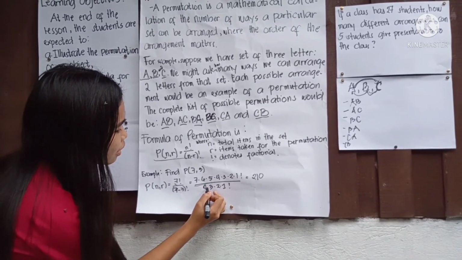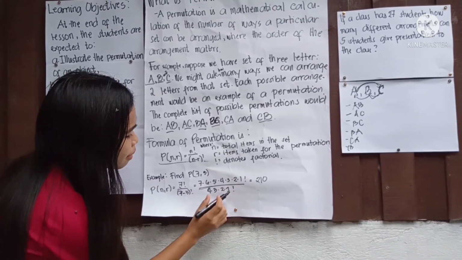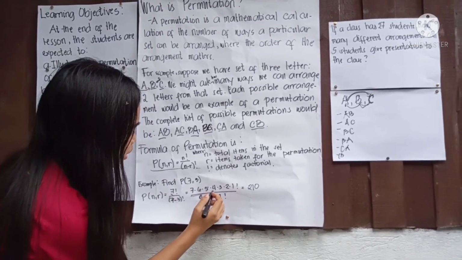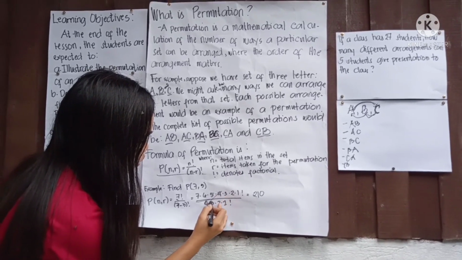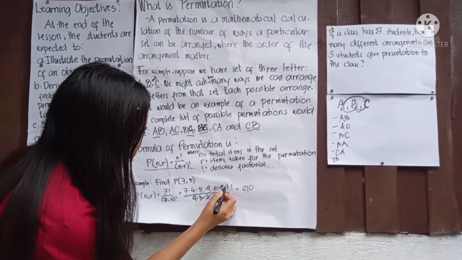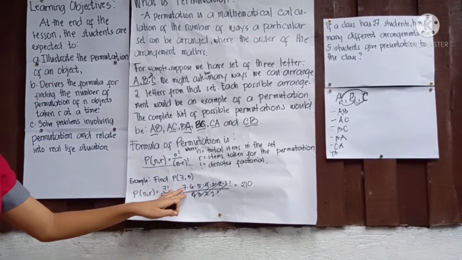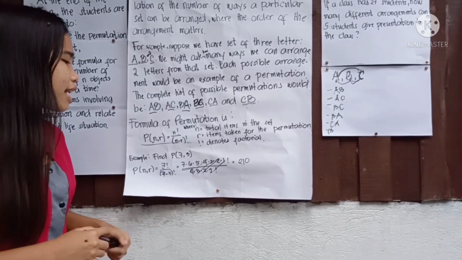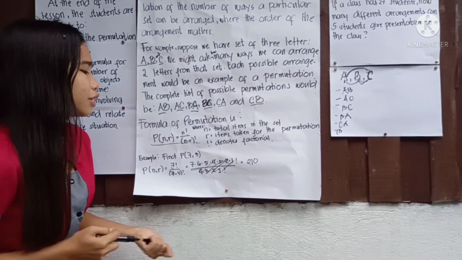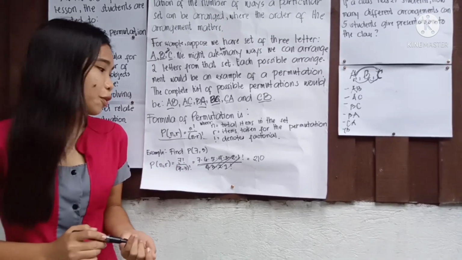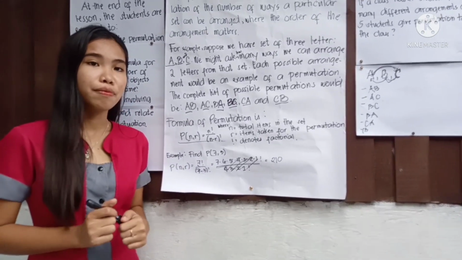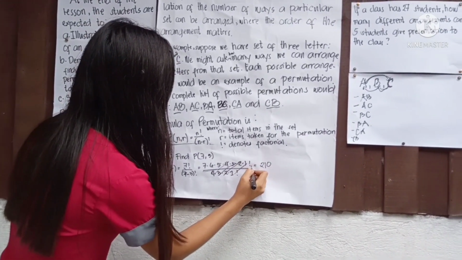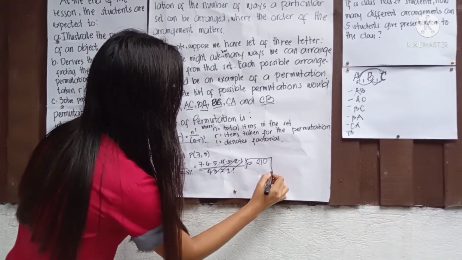So we expand it: 4 times 3 times 2 times 1. So what we do here is cancel the same factors. Cancel 4, 3, 2, and 1. What is left is 7, 6, and 5. So the next thing we will do is to multiply 7 times 6 times 5. So what is the answer of 7 times 6 times 5? Okay, 210. So the permutation of 7 and 3 is 210.